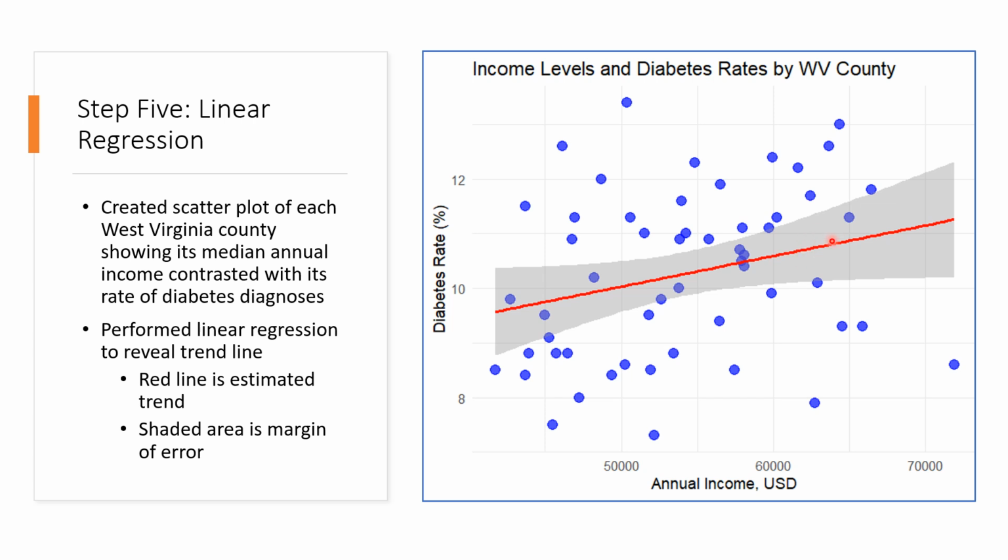Remember, my initial hypothesis was that increasing household income would result in lower rates of diabetes diagnosis. So is that what actually happened? Let's take a closer look and break the components of this graph down a little bit more.